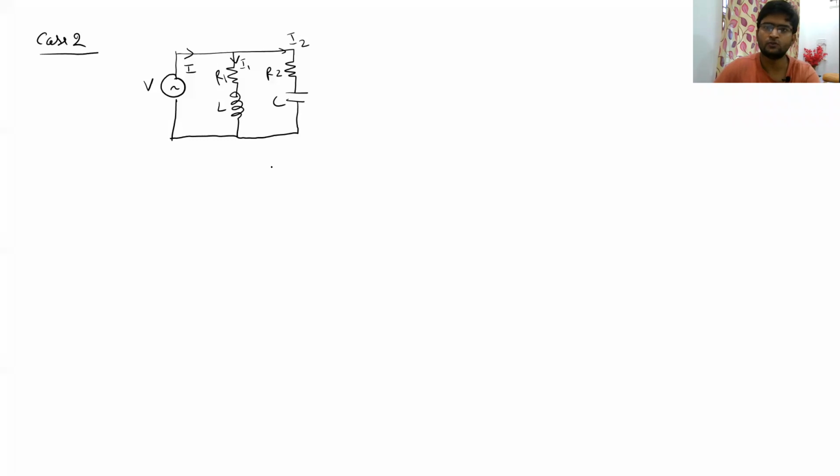Now, this is the case 2 circuit for parallel resonance. If we want to apply KCL at this point, we can write it as I is equal to I1 plus I2. Here, I1 is in the first branch and I2 is in the second branch. So, if we represent it in the form of voltages and impedances, we can write it as V upon Z. Let me call this whole impedance from here as Z.